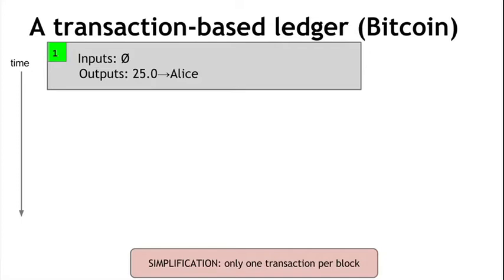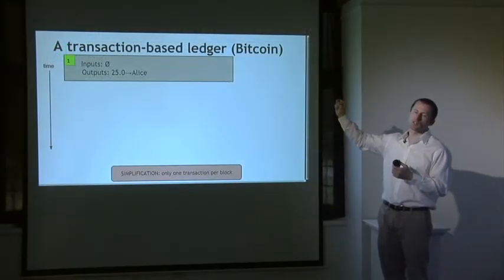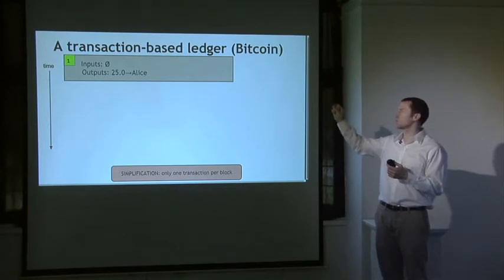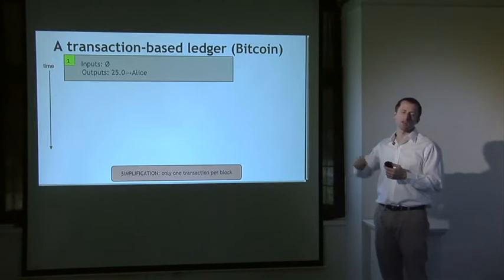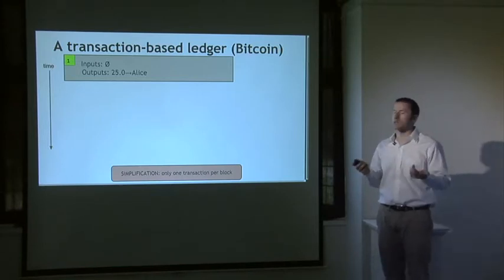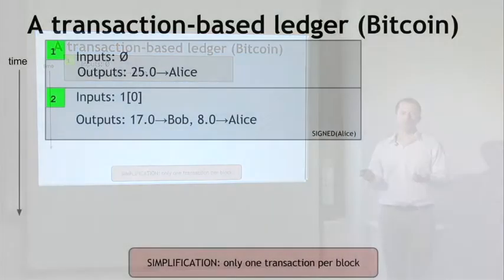This is a transaction-based ledger which is very close to Bitcoin. Now transactions explicitly specify a number of inputs and a number of outputs. And transactions also each have a unique identifier. So we'll start with transaction 1, which has no inputs because this is new currency being created, and an output of 25 coins going to Alice. And again, since this is a transaction where new coins are being created, there's no signature required here.